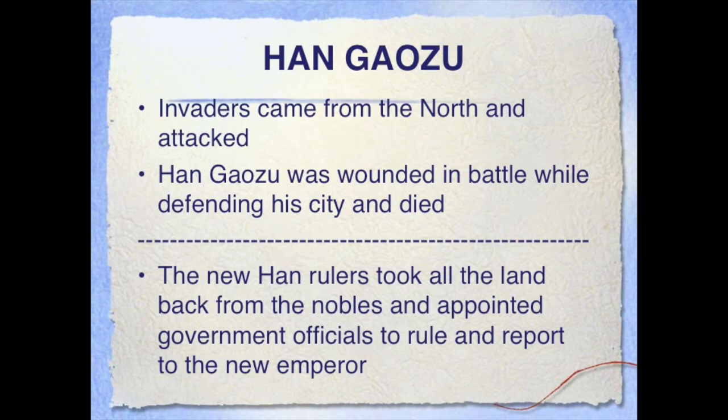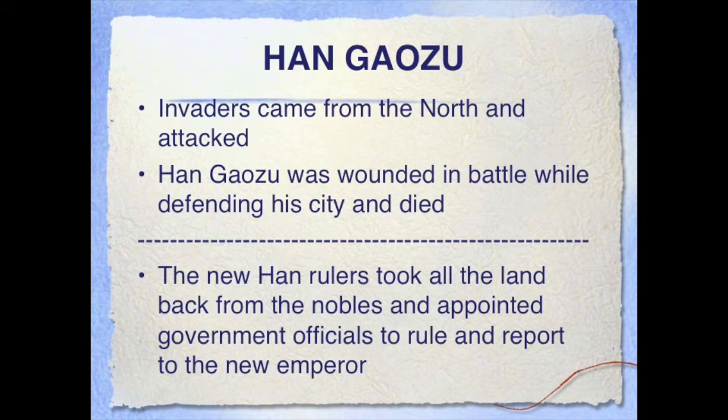As we learned, the Chinese dynasties did have trouble with invaders from the north. If you recall, Emperor Qin built the Great Wall to try to keep out invaders. But they still came under Han Gaozu, and he was wounded in battle while defending his city, and he died.